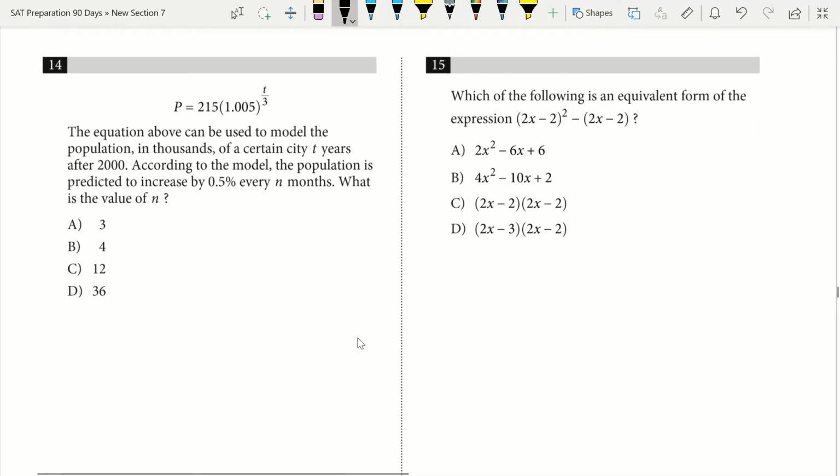All right, question 14. The equation above can be used to model the population in thousands of a certain city t years after 2000. According to the model, the population is predicted to increase by 0.5% every n months. What is the value of n?